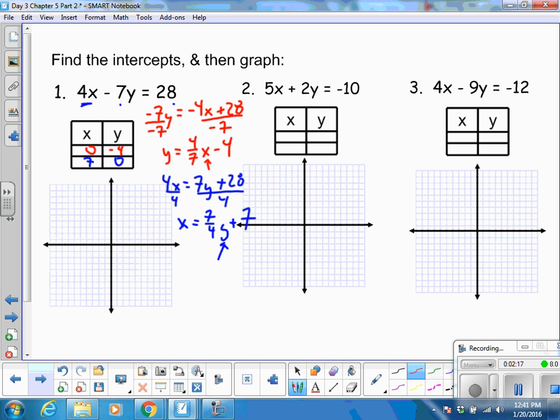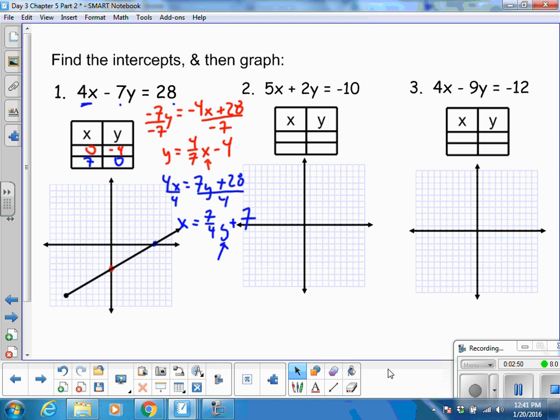So I can use that to plot my points. When x is 0, y is -4: 1, 2, 3, 4. And when x is 7, 1, 2, 3, 4, 5, 6, 7, y is 0. So I can use that to find my line. And there's my line. I'm going to go ahead and build out the next two the same way, finding what y equals and finding what x equals.